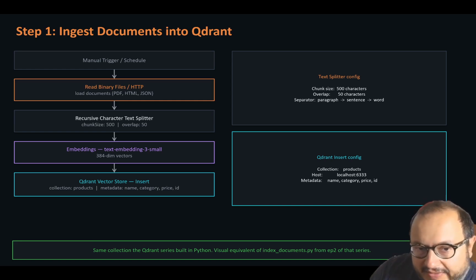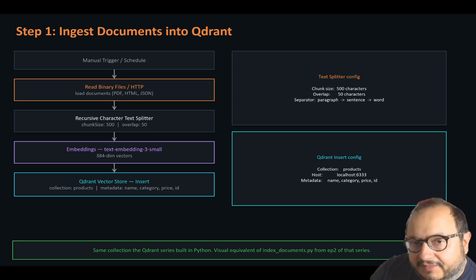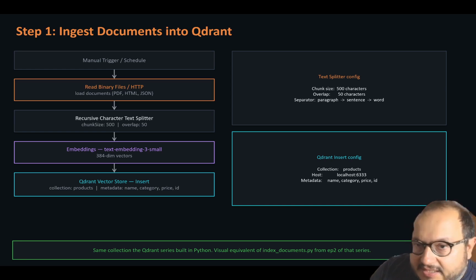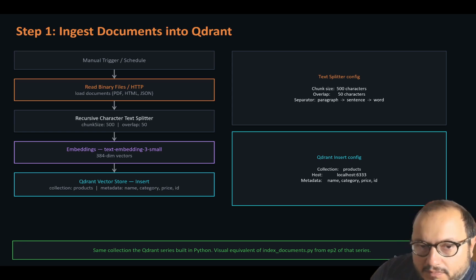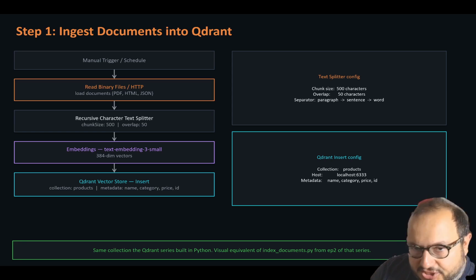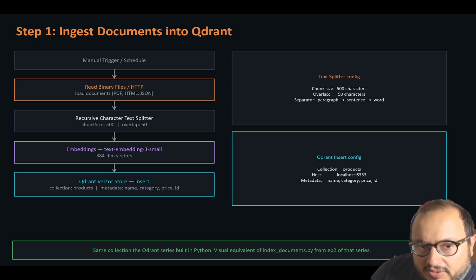Finally, a Qdrant Vector Store node in insert mode, with collection name products, host on localhost, or your Qdrant URL. Metadata fields to store, like name, category, price, and ID. These come back with every result, and the agent uses them for citations. Run this once. Open the Qdrant collections at localhost /dashboard. Confirm the products collection has 500 points, and you are ready to build the retrieval tool now.